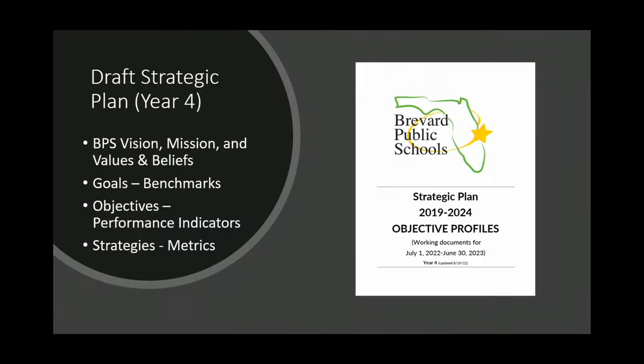Our 4 goals: academic excellence, exceptional workforce, community connection, and operational sustainability, remain the same and continue to be measured by the benchmarks: kindergarten readiness, Algebra 1 success, 3rd grade literacy, grad rate, and college and career acceleration. The Year 4 revision includes 17 objectives measured by performance indicators and 67 strategies measured by metric.